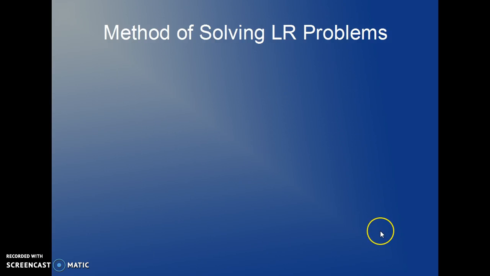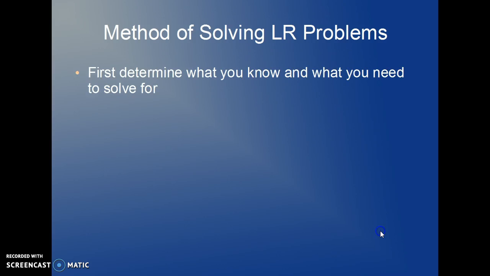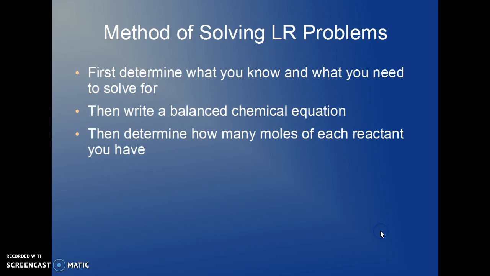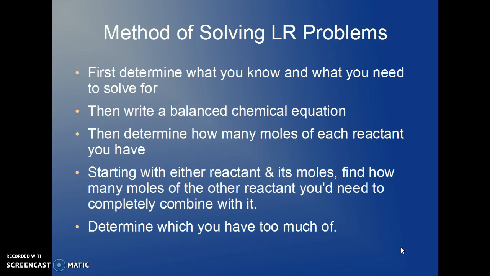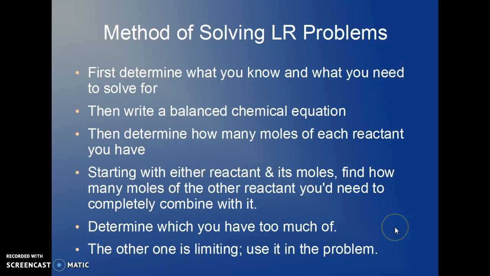So the method of solving limiting reactant problems is as follows. First, you determine what you know and what you need to solve for. Then you're going to write a balanced chemical equation, as we always do. Then you'll determine how many moles of each reactant you have from the grams, or you may have moles to begin with, or the volume. And starting with either reactant and its number of moles, you're going to find out how many moles of the other reactant you'd need to completely combine with it. Determine which of the two you have too much of, and the other one is the limiting reactant that you will use in solving the problem.